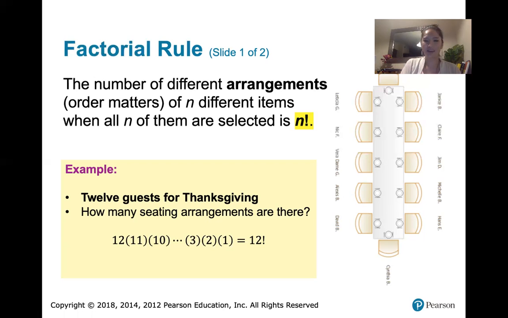Now, I don't expect you to actually multiply that out by hand. We've got calculators for that. It turns out that 12 factorial is 479,001,600 seating arrangements. So that's how many seating arrangements we would have if we have 12 guests and no constraints on who sits next to who or who sits across from who. So that is an example of the factorial rule in action.